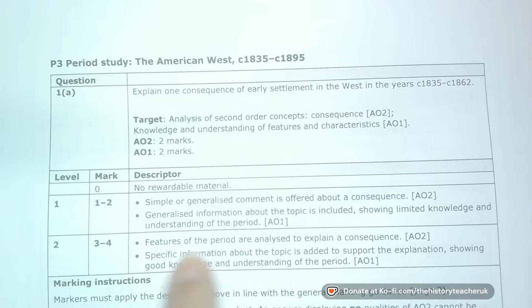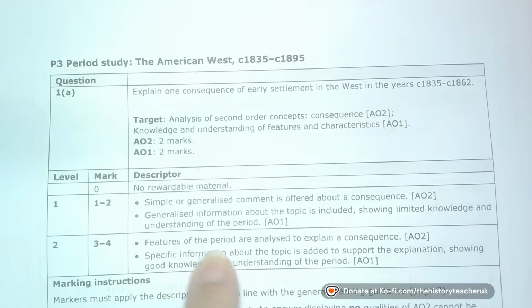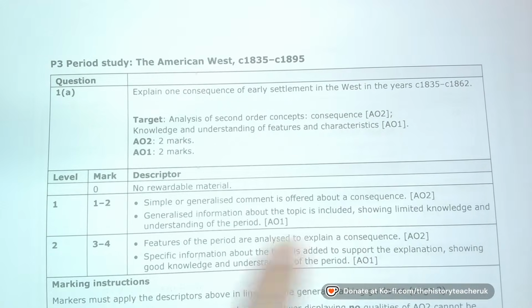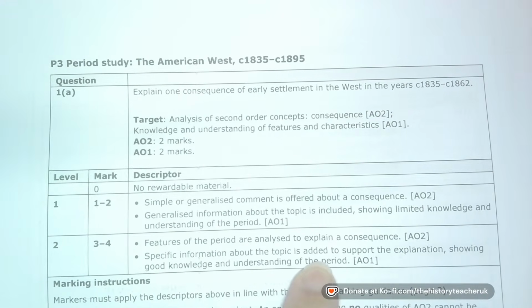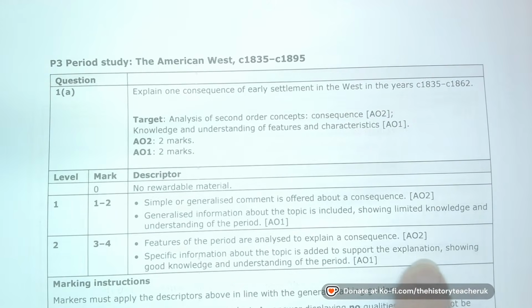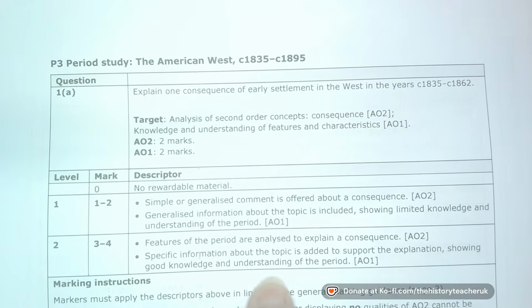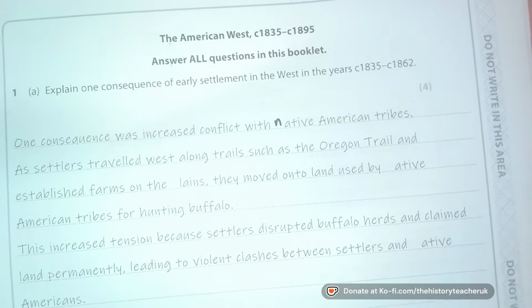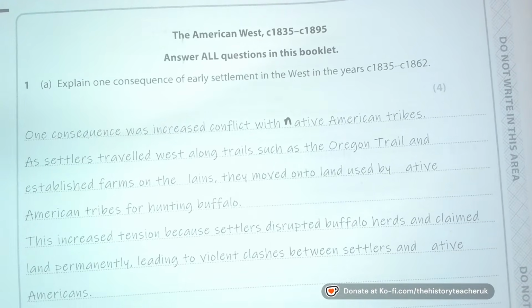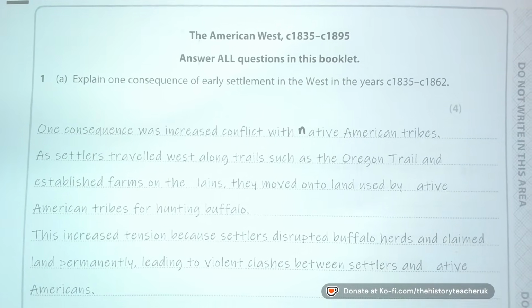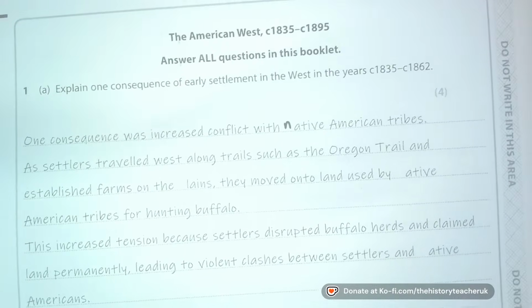So to get the level 2 answer, you need to say features of the period are analysed to explain the consequence. In other words, you clearly state what the consequence is, and specific knowledge about the topic is added to support the explanation. So the key there is that it's an explanation, and you show good knowledge and understanding of the period. You need to explain why the consequence happened, and what happened. So, one consequence of early settlement in the West in the years 1835 to 1862.